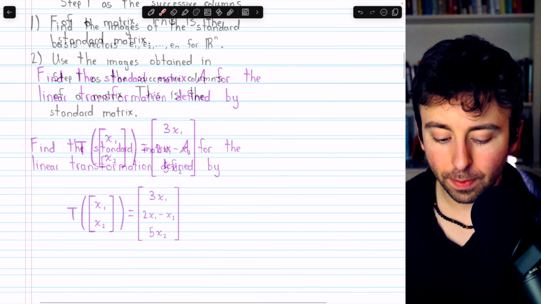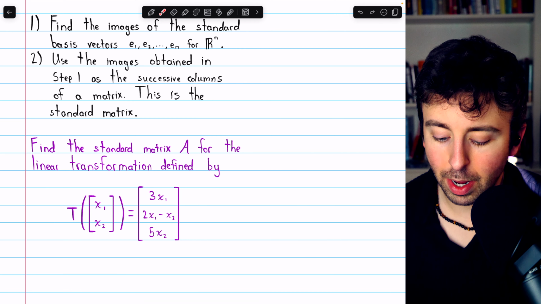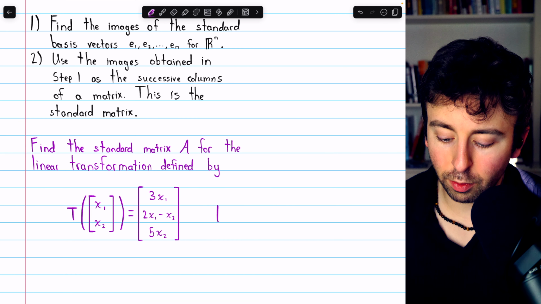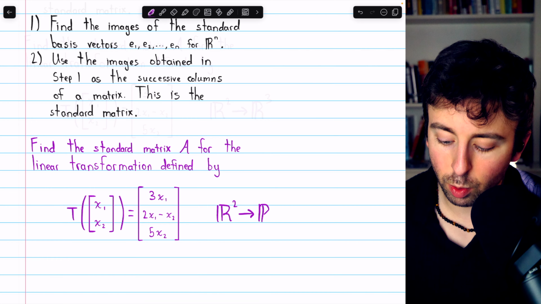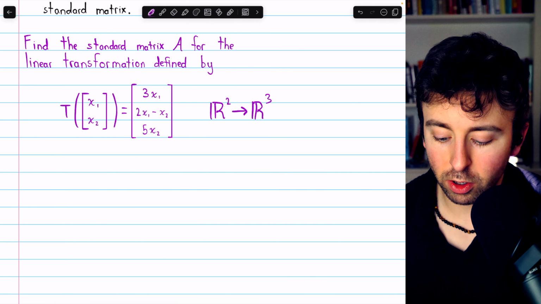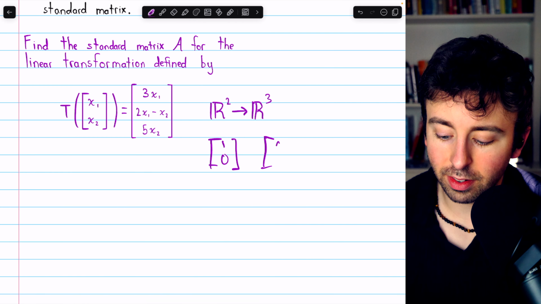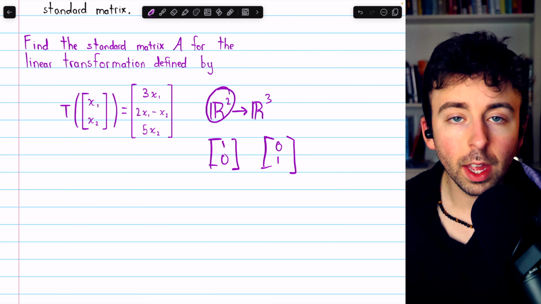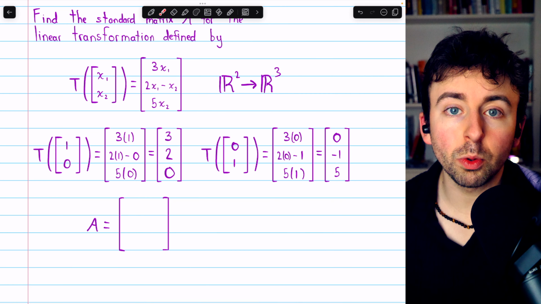Let's see an example. Here is our first problem. We're asked to find the standard matrix for the linear transformation defined by this equation. Note that this is a transformation from R2 to R3. So to find the standard matrix, all we have to do is find the image of (1, 0) and the image of (0, 1). Those are our 2 basis vectors in R2. And then we can use those images to construct the standard matrix. And here's what that looks like.